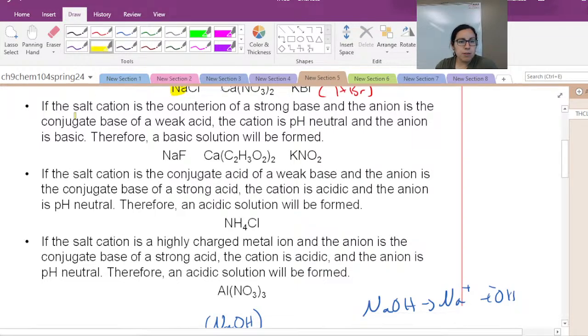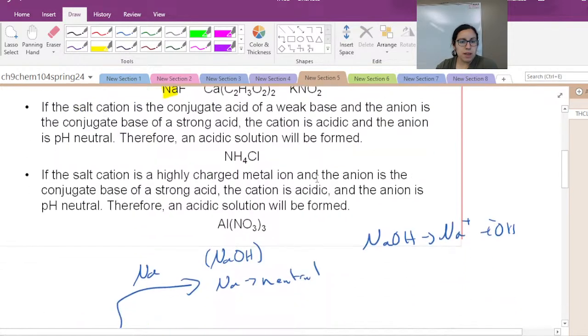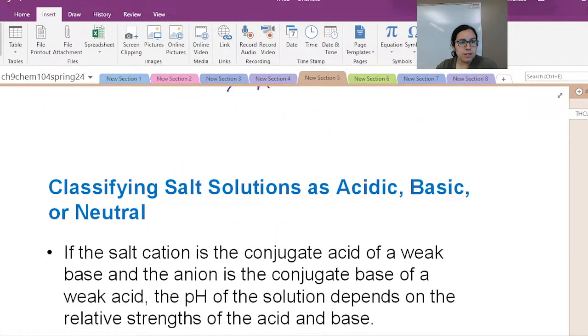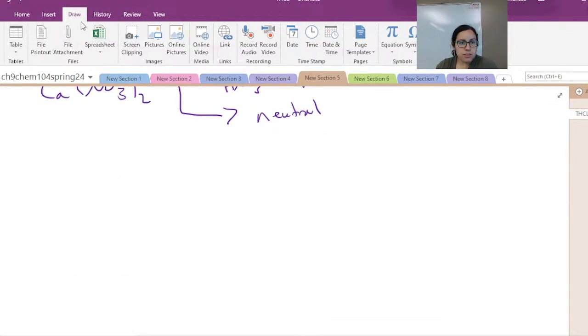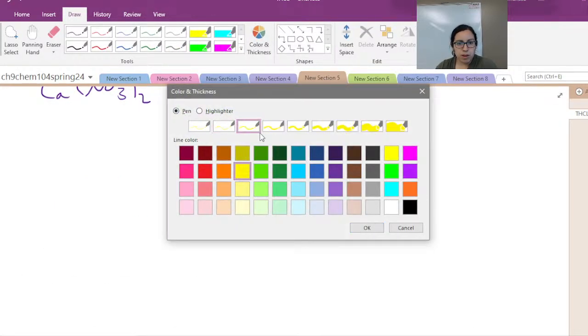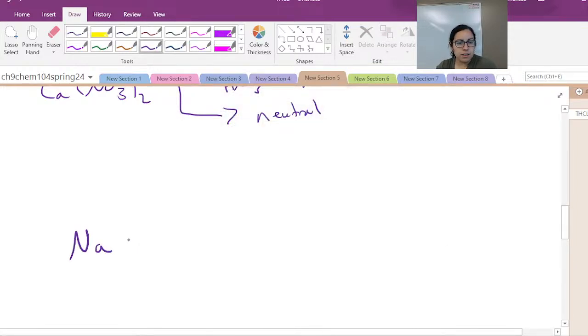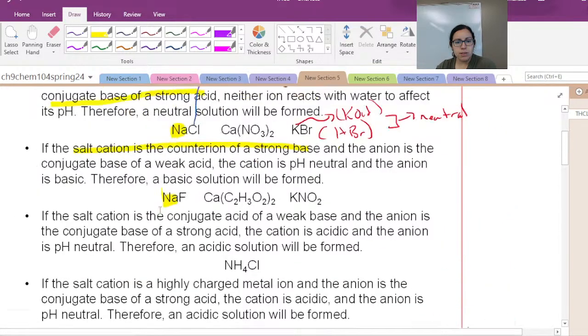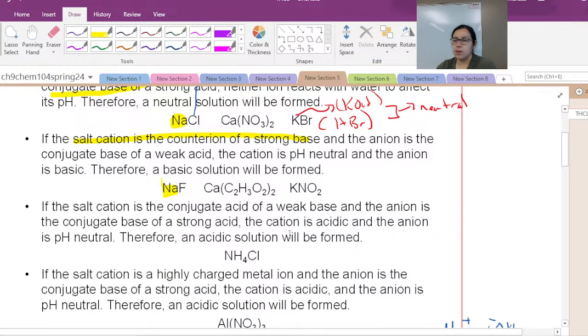Now it says, if our salt cation is the counter ion of a strong base, that's basically saying our cation is neutral, because it's from the strong base. So let's go through our analysis. The reason I'm doing the analysis like this, I probably should have explained better, is that we have to analyze both our cation and our anion to see whether they're acidic, basic, or neutral. Because we could have an acidic cation and a basic anion, or, in this case, we're focusing on when one is neutral and the other is not.